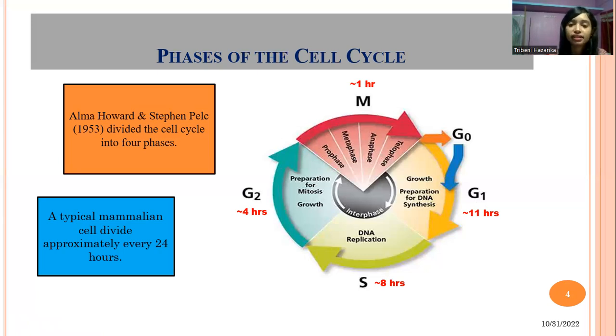But there are certain cells which rapidly divide. For example, budding yeast cells take only 90 minutes to divide, and there are certain other cells which cease proliferation and enter into a quiescent state called the G0 phase. This is the G0 phase, and the cells present in the G0 phase are called the resting cells.